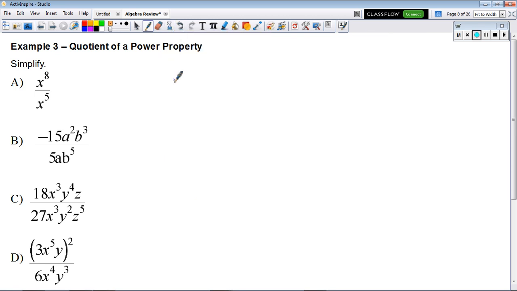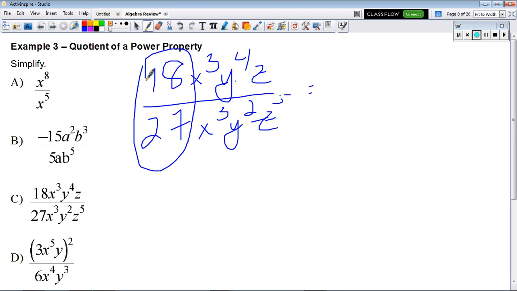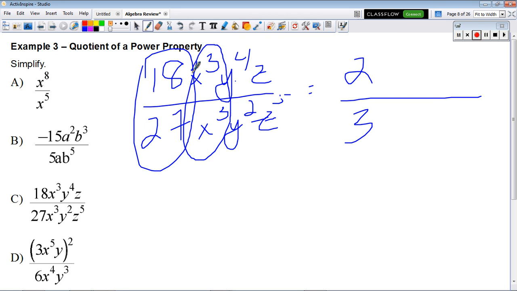For part C, I have 18 x cubed y to the fourth z to the first over 27 x cubed y squared z to the fifth. So when I go to reduce, once again, first I want to reduce 18 over 27. 9 goes into both of those, so that reduces to 2/3. Then I have the x's, x cubed over x cubed. Well, 3 minus 3 is 0.